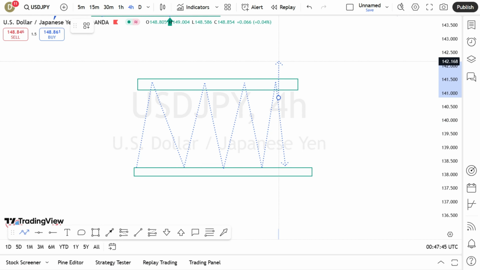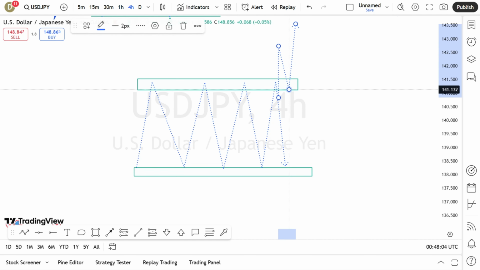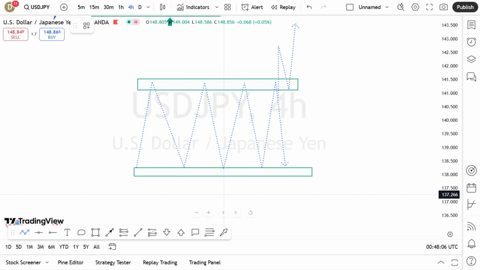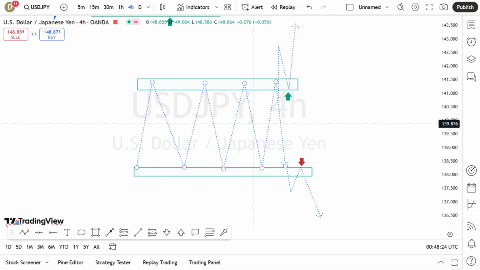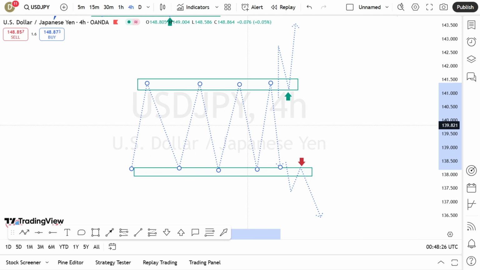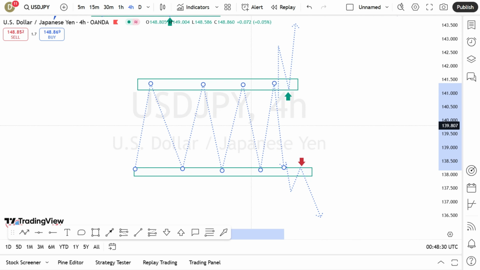Wait for the breakout and wait for the retest. Let the market retest the resistance. Once it retests it, you buy from there. You also wait for a breakout from the support. Wait for it to retest the support, then you sell from there. You only sell from this retest, you only buy from retest. Don't buy or sell in the ranging market.